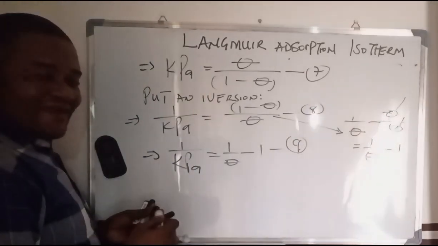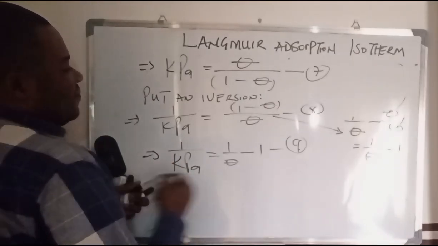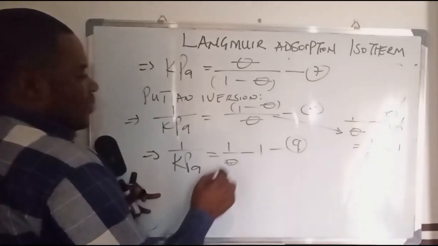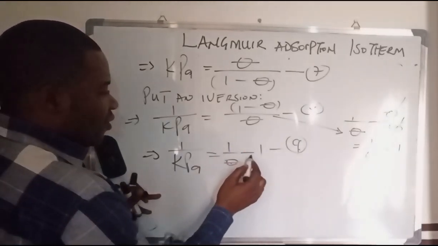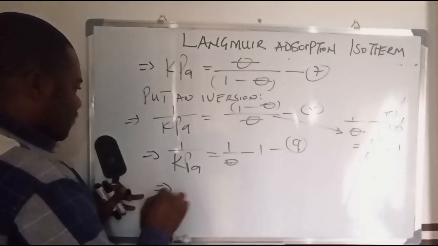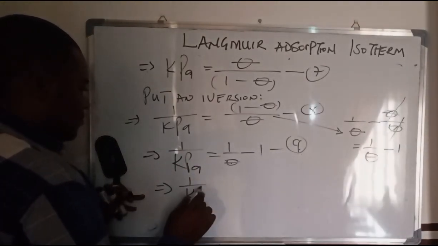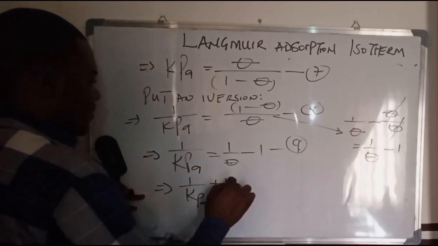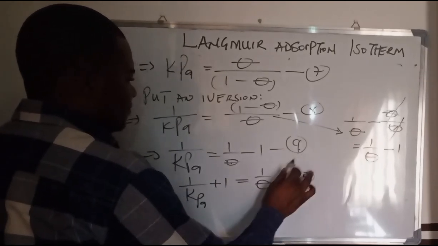And when we get here, what we do next is what? We are looking for this, making the restoration of the formula. So we return this to this side. We will now have what? We will now have 1 over KPa plus 1 is equal to 1 over theta. That's what we have.